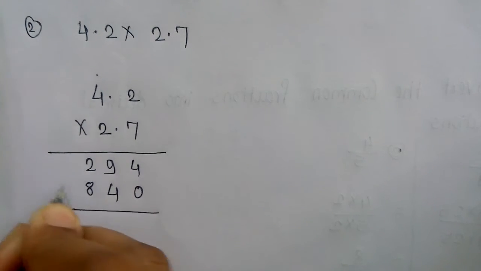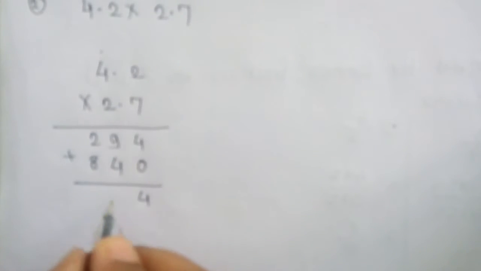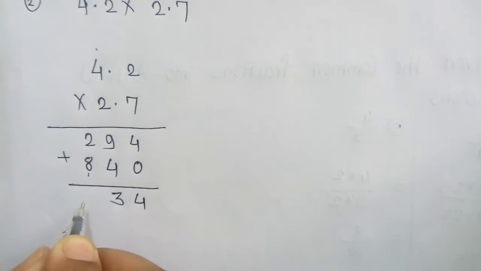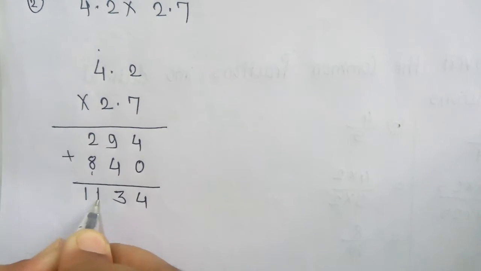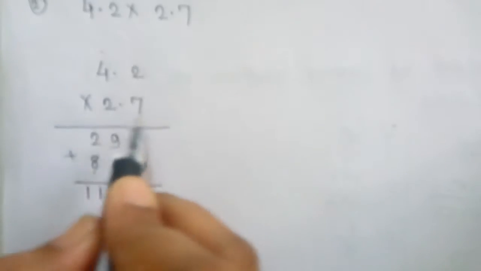Now we will add this. 4, 9 plus 4, 13. Here 3, 1 carry. 8 plus 2, 10 plus 1, 11. This is our answer of this multiplication. Which one? 42 into 27.